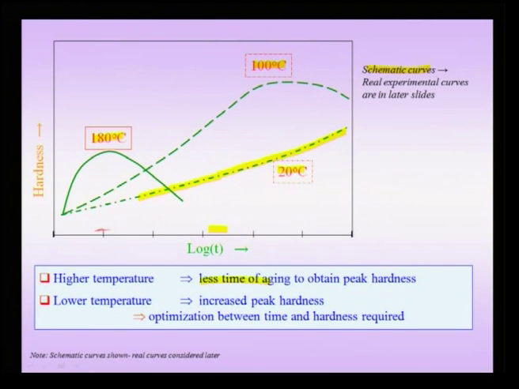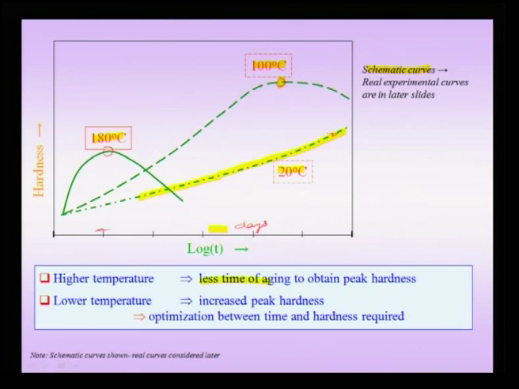And in such a case, I get my peak aging. So, for instance, this is where the peak aging lies for the 100 degrees Celsius curve. This is where the peak hardness lies in the 180 degrees curve, and with 20 degrees we have not yet reached the peak age even after quite a few days of heat treatment. So, this is of the order of days and more.